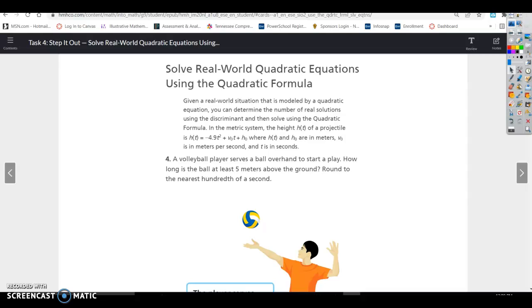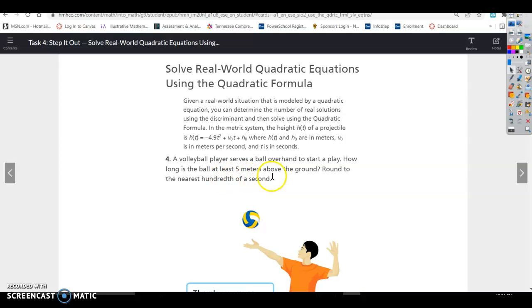In the metric system, the height h of t of a projectile is h of t equals, and here's the equation it gives, where h of t and h sub 0 are in meters, and v sub 0 is in meters per second, and t is in seconds. A volleyball player serves a ball overhead to start play. How long is the ball at least 5 meters above the ground? Round to the nearest hundredth of a second.